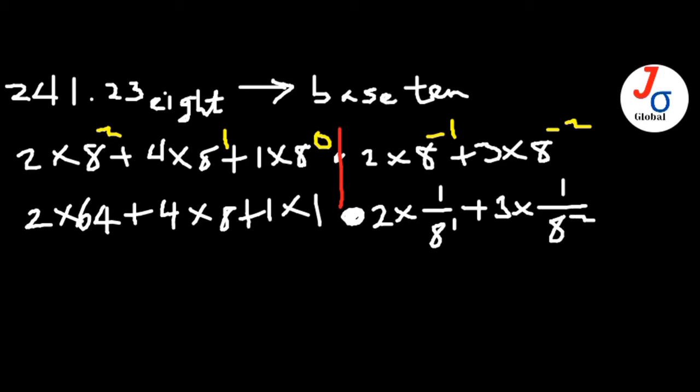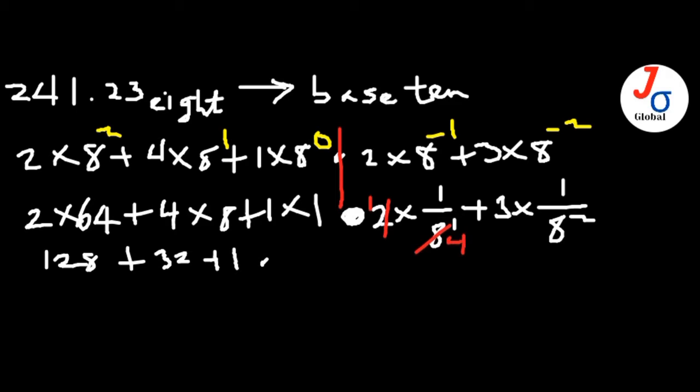Okay, then 2 times 64. 2 times 64 is 128, plus 4 times 8 is actually 32, then plus 1 times 1 is 1, then you have this decimal, then you have 2 divided by 8, 2 here 1, 2 here 4.